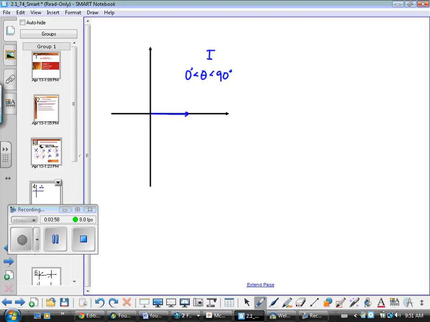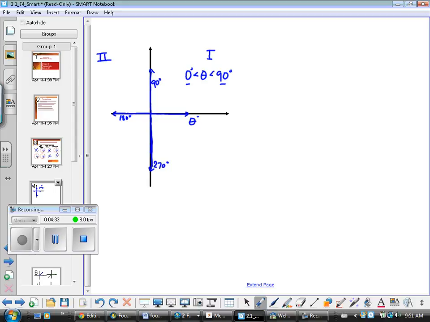You could have an angle of 0 degrees if its terminal arm was right there. You could have an angle of 90 degrees if its terminal arm was right on the positive y-axis. You could have an angle of 180 here or 270. So these are not included, assuming that's the terminal arm. We're talking standard position angles. So those aren't included. So when you say between 0 and 90, but not including, that would be in the first quadrant.